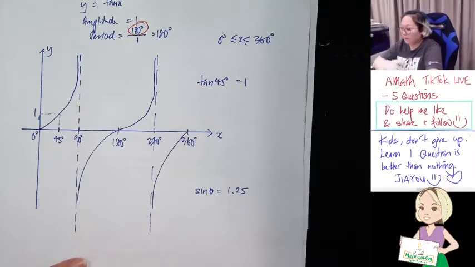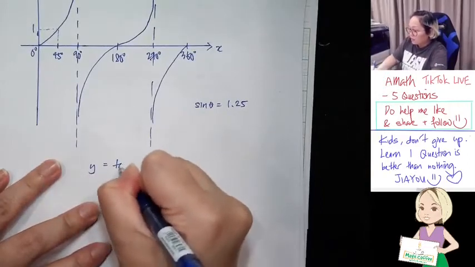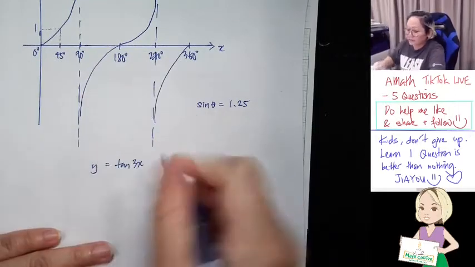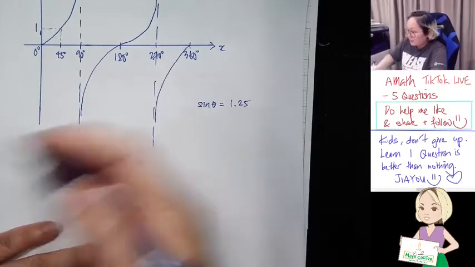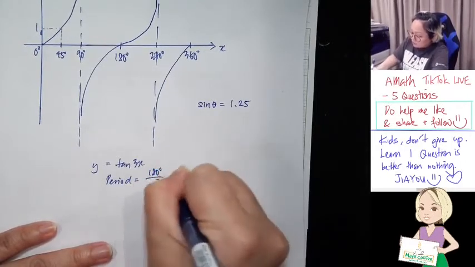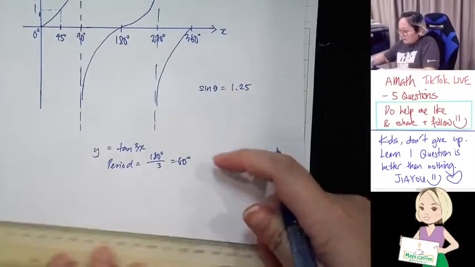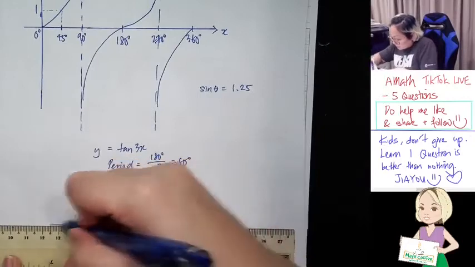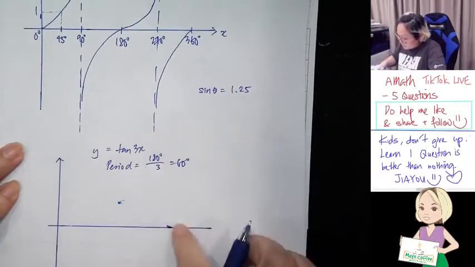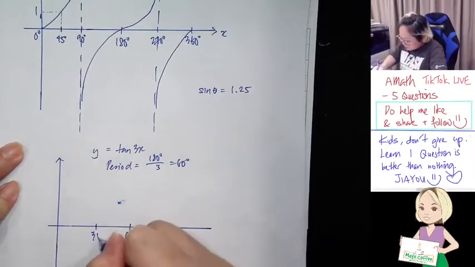It depends on your period. So let's say I change a bit. Let's say my question now is y equals tangent 3x. Then what is the period? The period is 180 degrees divided by 3, which is 60 degrees, right? If my period is 60 degrees, what does that mean? It means that I'm going to draw this way. See, one cycle is 60. So draw the asymptote at 30 degrees.